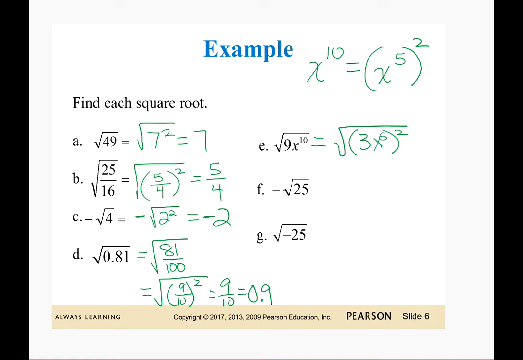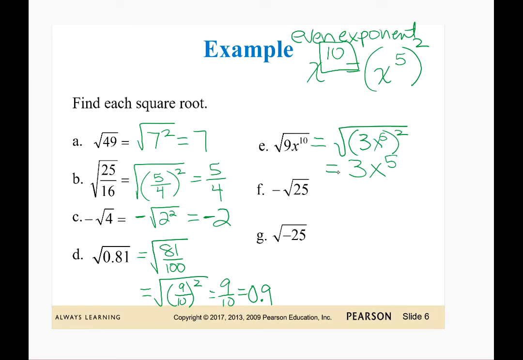So basically, the moral of that story is anytime you have an even exponent, any even exponent is a perfect square. So if you have an odd exponent, that's when we're going to get worried. But if it's an even exponent, all is good. That is a perfect square. So that would be, again, the square root and the square will undo each other, and you're left with 3x to the 5th.